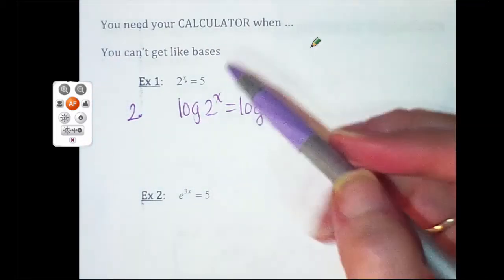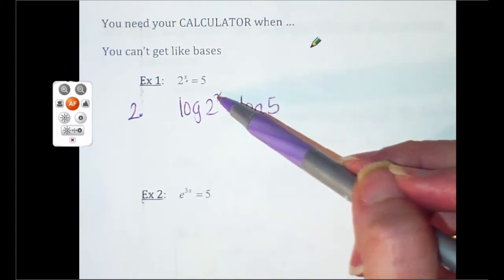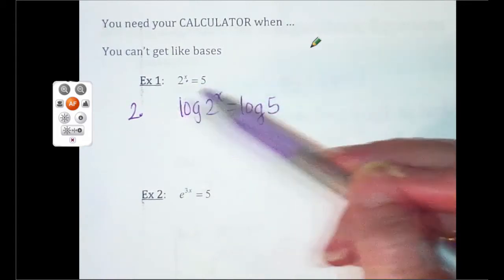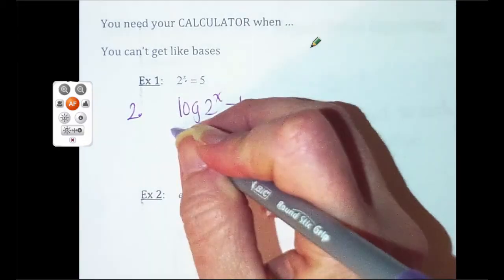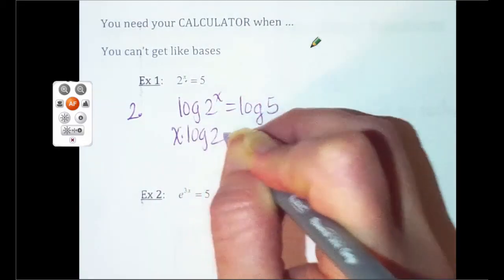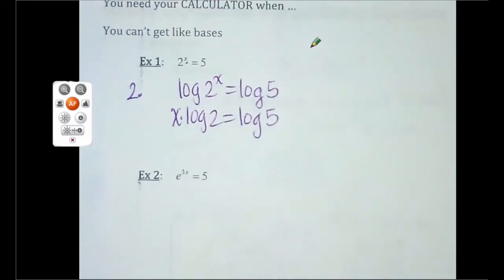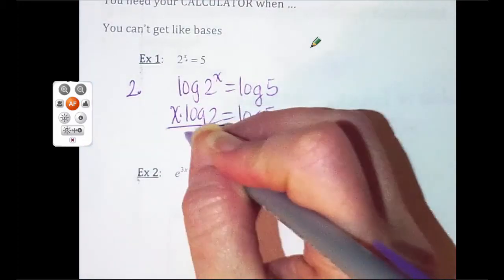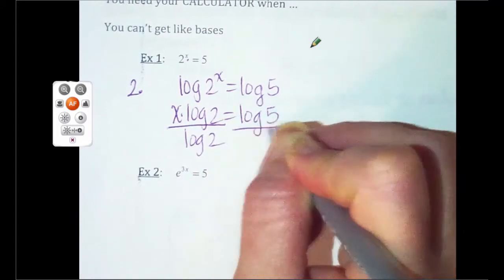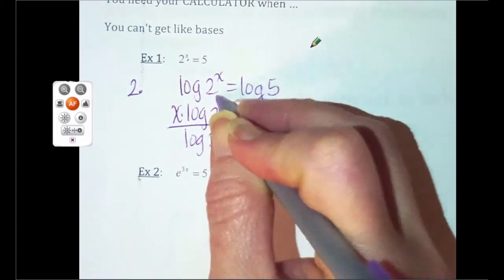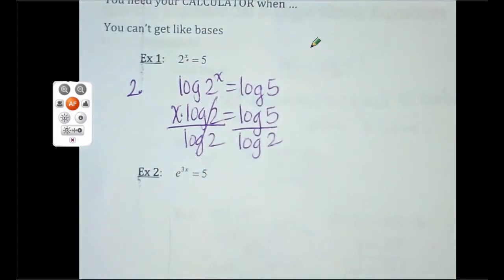And then we have the rule that says when there's an exponent on a log, we swing that down front. So we're going to swing that variable down front. x times log 2 equals log 5. And then that's multiplication. So to get x alone, we do the inverse of multiplication, which is to divide. So x is equal to the log of 5 divided by log of 2.